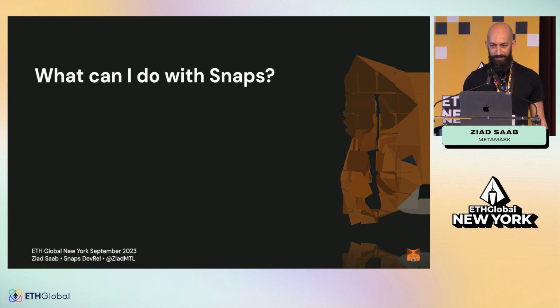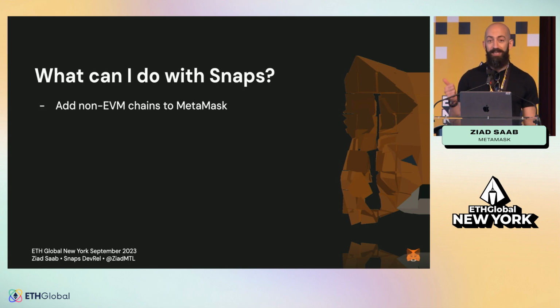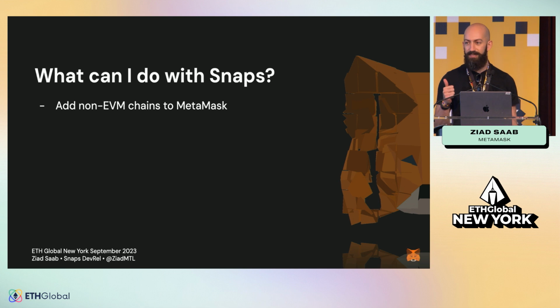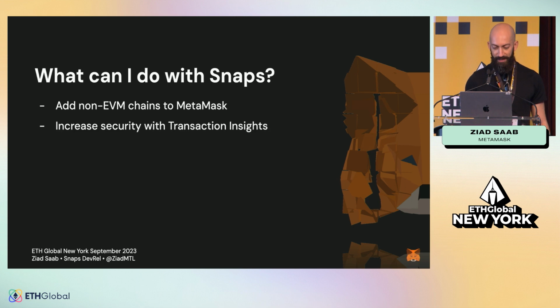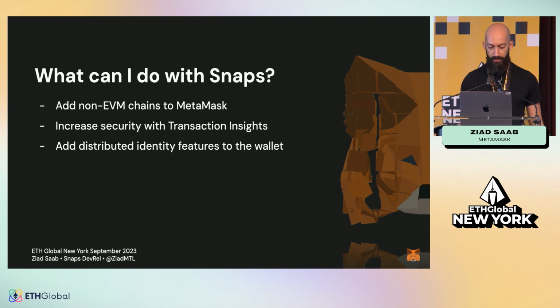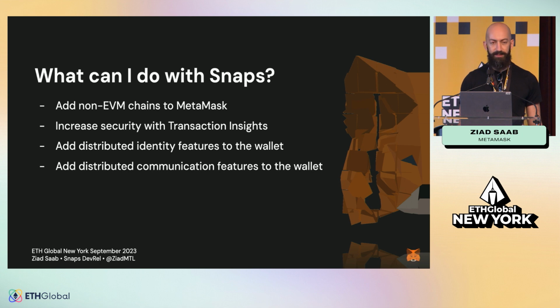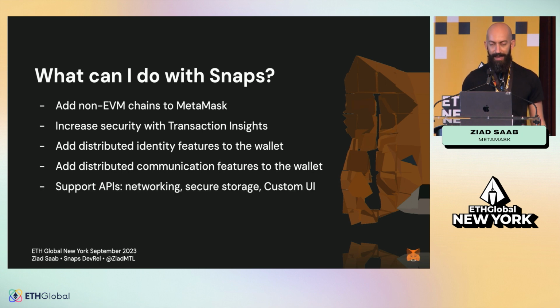So what can you do with snaps? First, you can add non-EVM chains to MetaMask. That means you can own Bitcoin inside MetaMask, or Dogecoin, or any other coin that you want. You can increase the security of the wallet by providing the user with transaction insights, telling them that a transaction is maybe not safe based on some algorithms or proprietary information that you have. You can add distributed identity features and communication features to the wallet. And there's a whole bunch of other support APIs such as networking, secure storage, and custom UI that you can use as a support to build all those features.